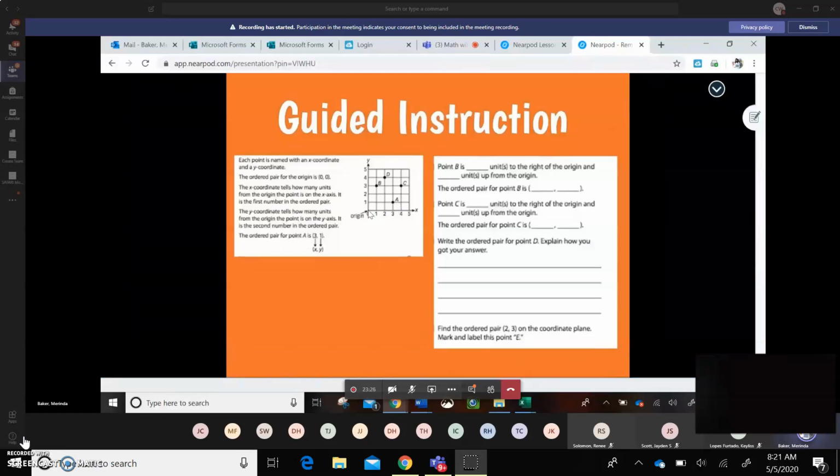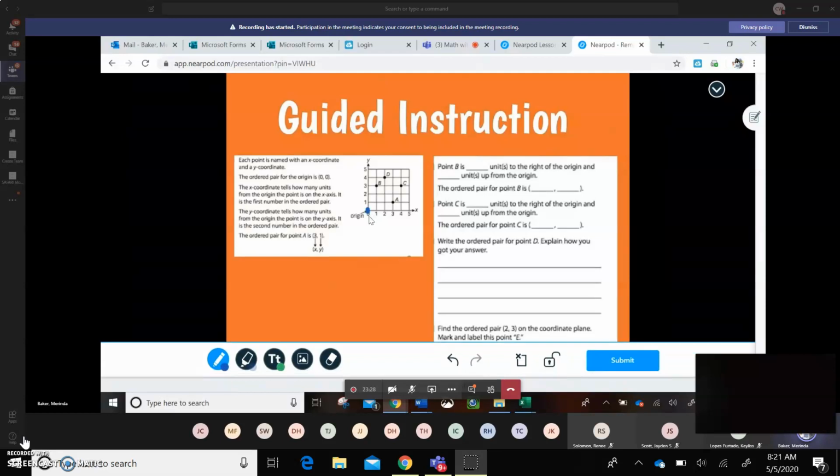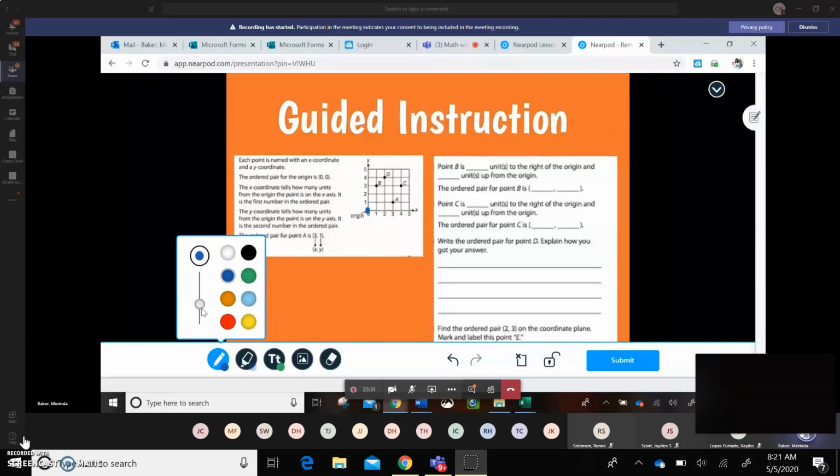I'm going to start here at my origin, and now I'm going to move over 1, 2, 3. And I see that A falls on 3 for the x-axis, which is why they have 3 here. And then now I want to go up vertically on my y-axis. It stops at 1. So the ordered pair for point A is 3, 1.